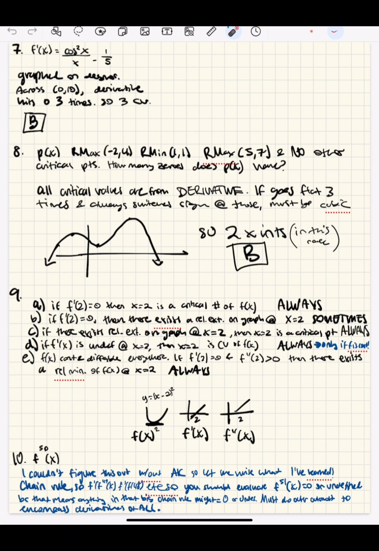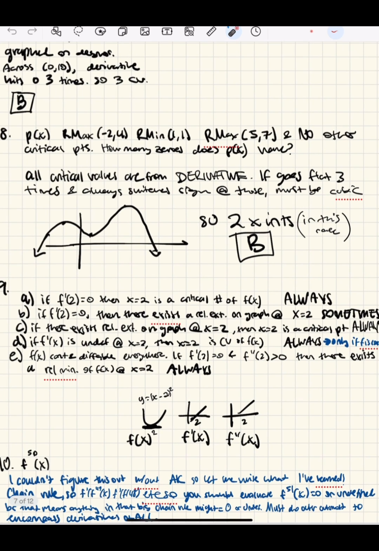B says, if f prime of 2 is 0, then there exists a relative extremum on the graph of f of x at x equals 2. So this is the same idea. We did just say that it's a critical point, and it is a critical number. But a relative extremum, as I just said, has a slightly different definition. It has to be a critical point, and it also has to change slope from positive to negative or negative to positive. The derivative has to change sign, so the original function changes slope.